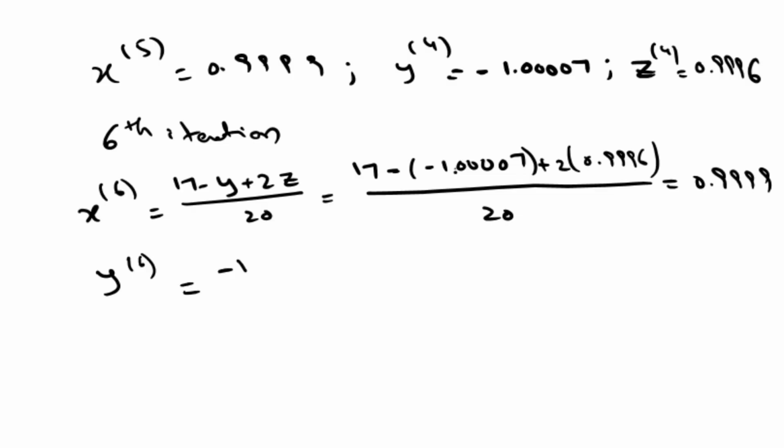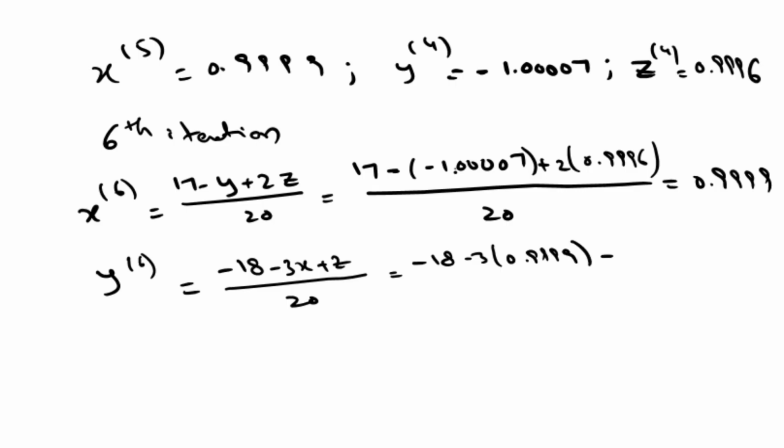And y in the sixth iteration is (-18 - 3x + z)/20, equal to minus 18 minus 3 into x is 0.999 plus z is 0.996 by 20, equal to -0.9999.